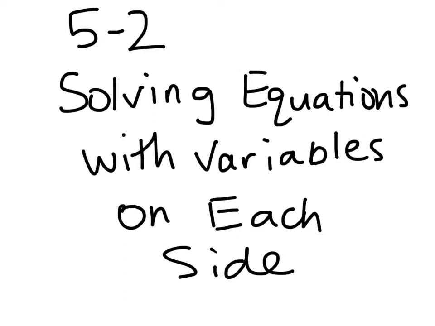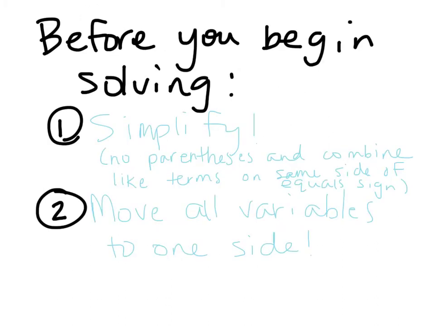Chapter 5, Lesson 2, Solving Equations with Variables on Each Side. Okay, so before you begin solving, make sure you simplify, which means you should have no parentheses in your equation, and you should combine any like terms that are on the same side of the equal sign.